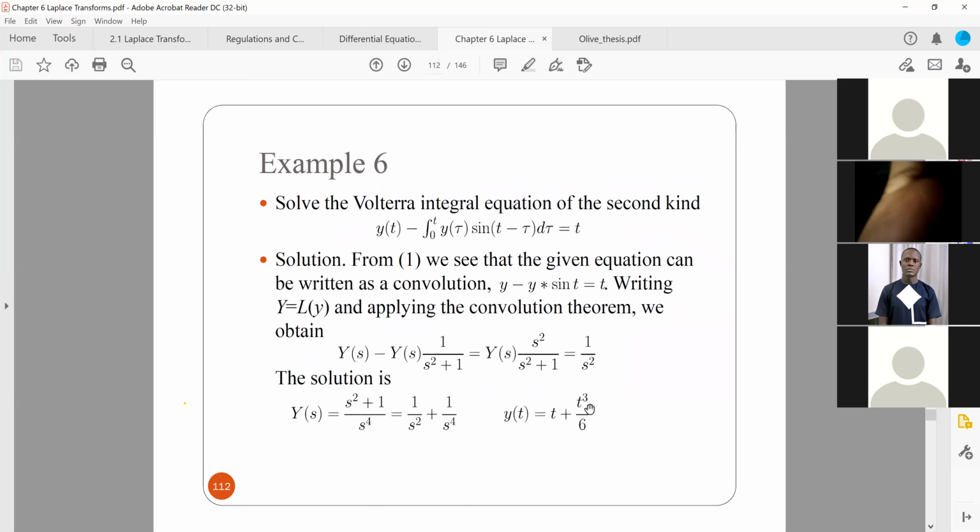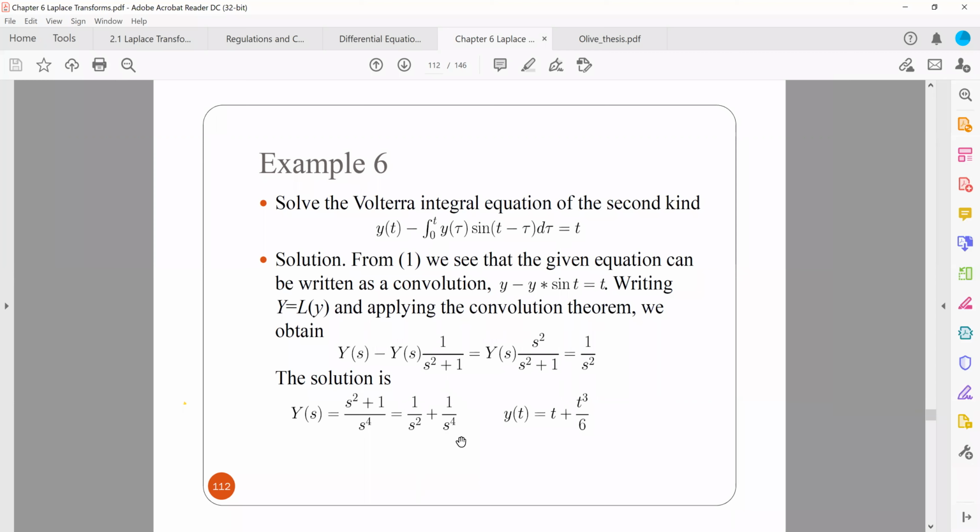Again, this is by looking at the tables, because the Laplace transform of t to the power 3 should actually be 3 factorial over s to the power 4. But now, because we don't have the factorial here and it's just 1 over s to the power 4, we have to divide by 3 factorial, which is 6, to cater for the fact that the 3 factorial is missing here.